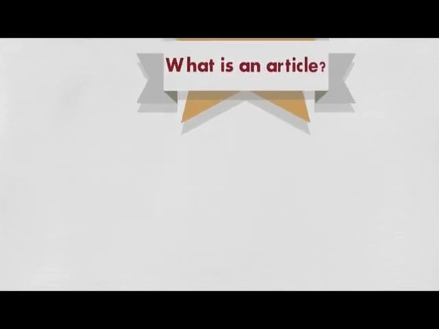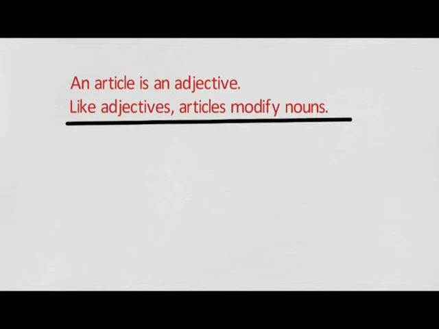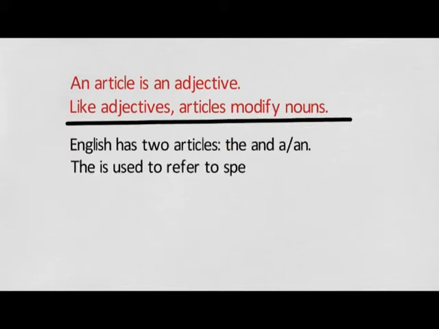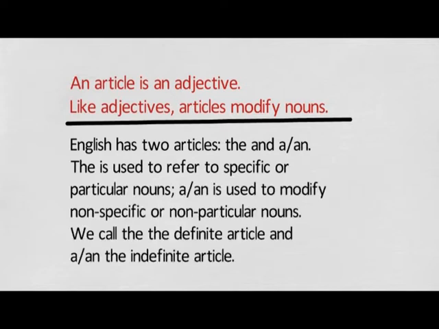What is an article? An article is an adjective. Like adjectives, articles modify nouns. English has two articles, the and a, an. The is used to refer to specific or particular nouns.